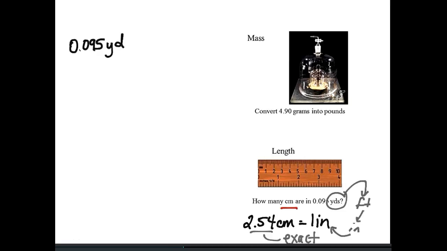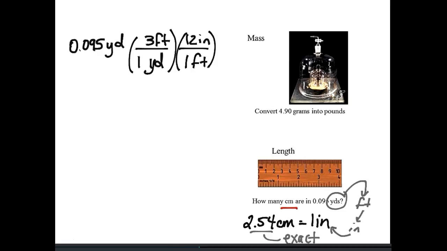So there are 3 feet in 1 yard, and there are 12 inches in 1 foot. So if I put yards on the bottom, that will cancel, and then if I put feet on the bottom, that will cancel. And then I'll do the last conversion. 2.54 centimeters in 1 inch is my last conversion factor.